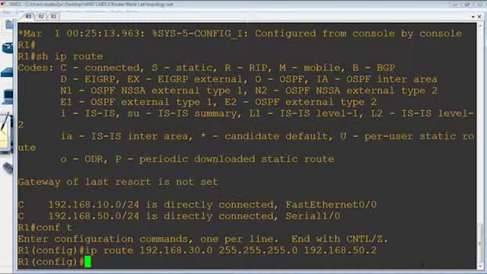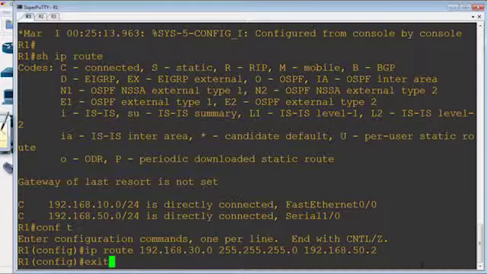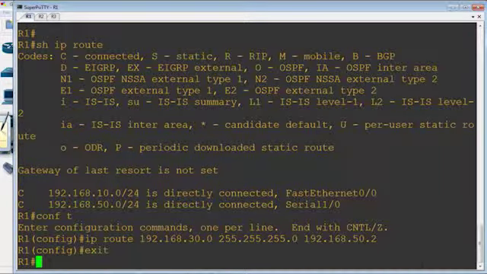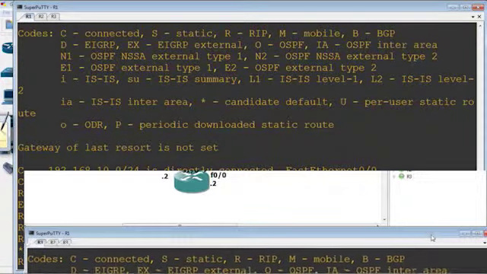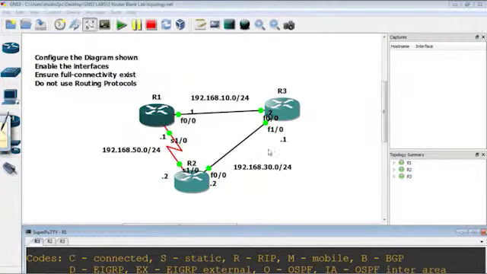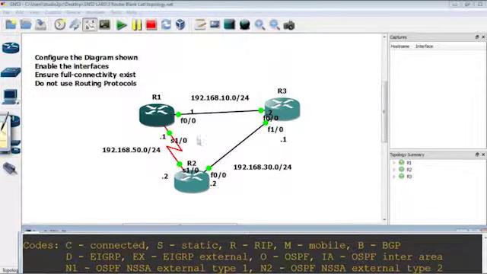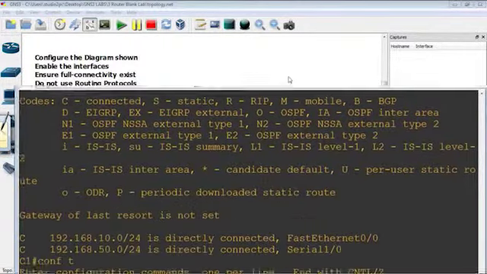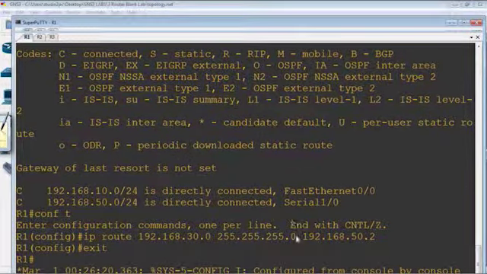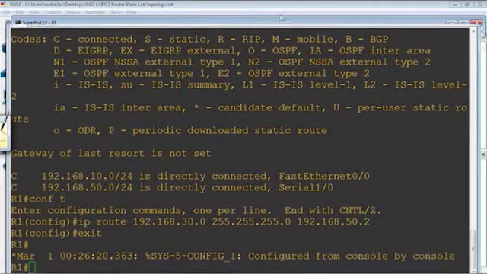So let's see if I can now ping an interface on that segment. I know about the 192.168.50, and I know about the 192.168.10, but I didn't know about the 30 address. So let's go and see if we can ping the 192.168.30.1, which is router 3's 30 address, and see what happens.